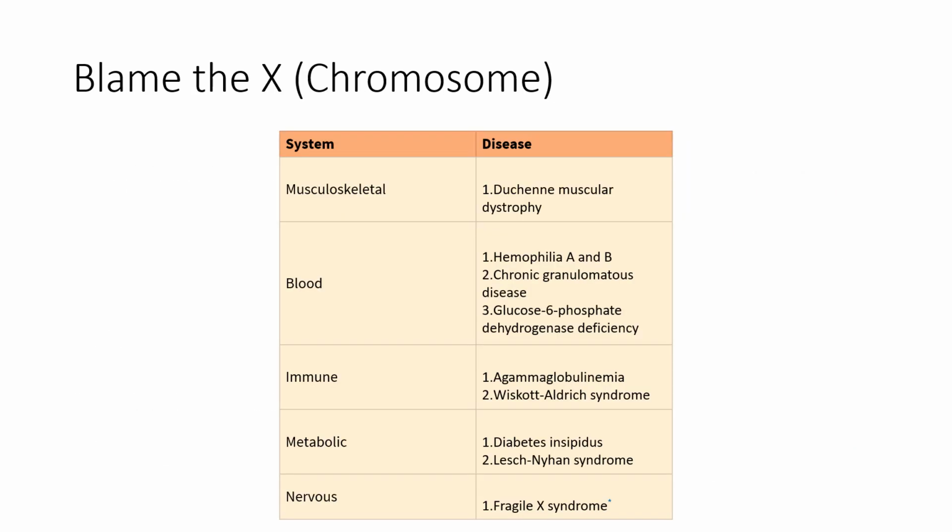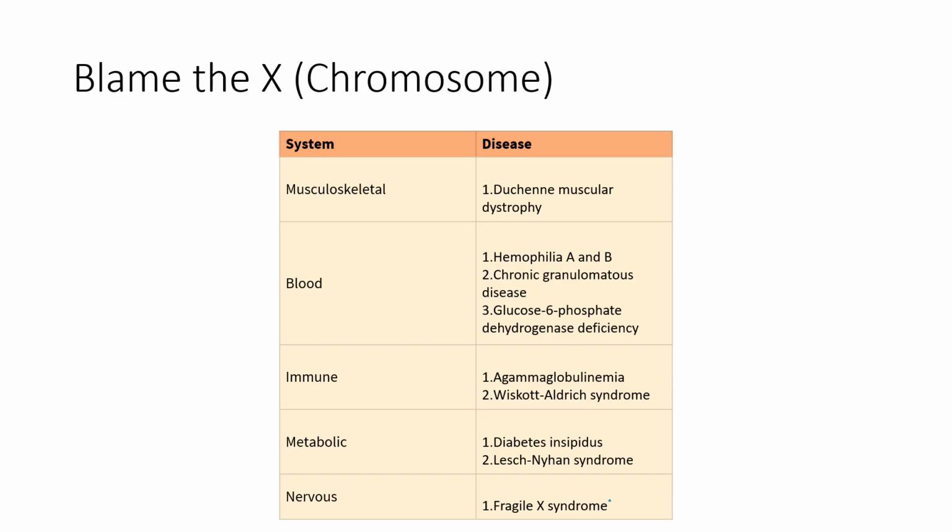If there were ever a chromosome with a resume of bad decisions, it would be the X chromosome. This slide isn't here to make you memorize a list. It's here to help you recognize a pattern. The X chromosome carries a lot of genes, many of which are critical for normal function. When something goes wrong, there's often no backup plan, especially in males.